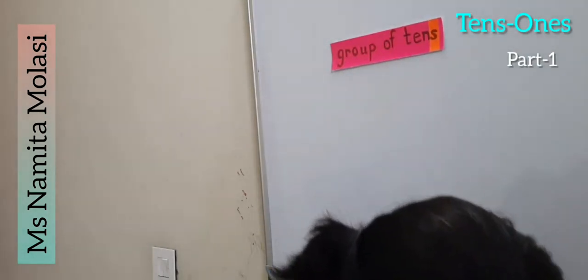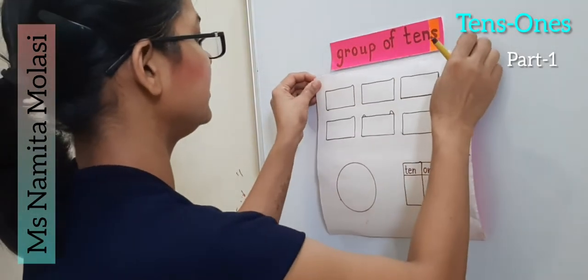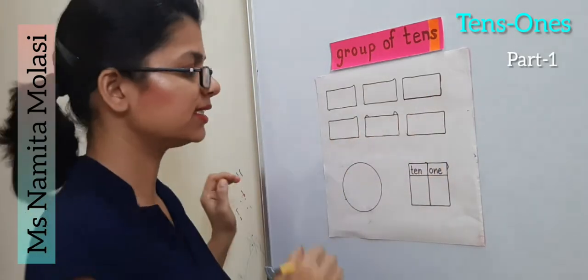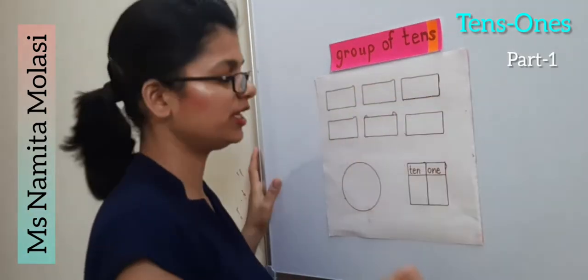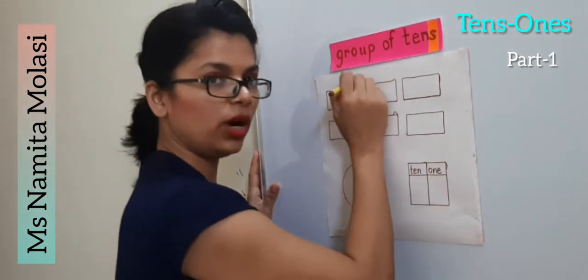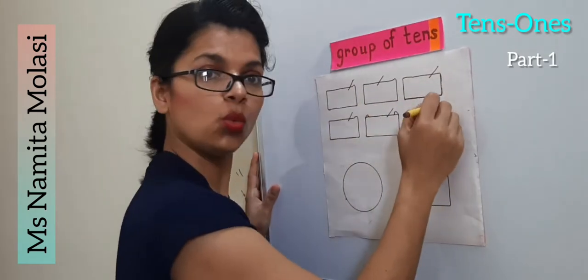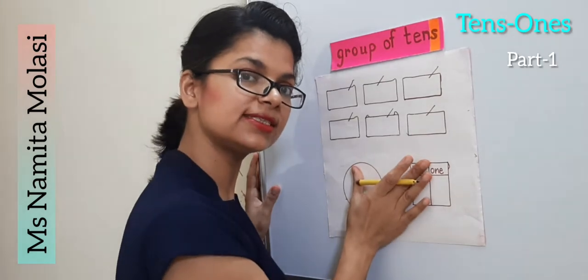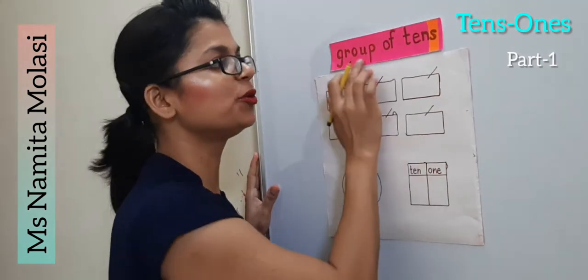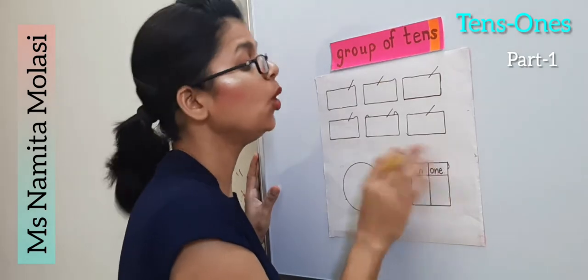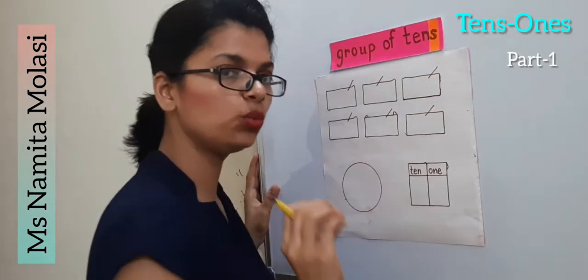The next we have, this is the last example I'm taking. We have the triangles. Let's see how many we have, okay? Count. 1, 2, 3, 4, 5, 6. There are only 6. And what we are doing, we are making the group of 10. Do we have 10? We don't have 10. We have 6, only 6.